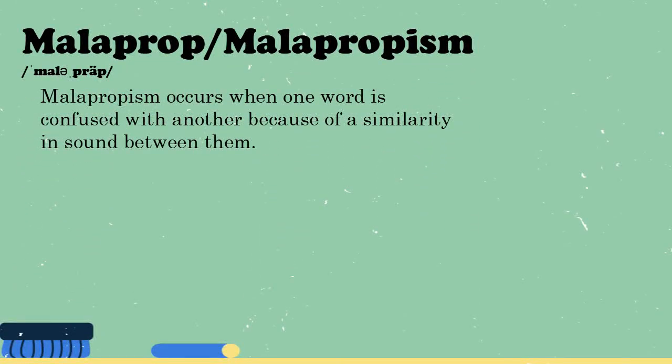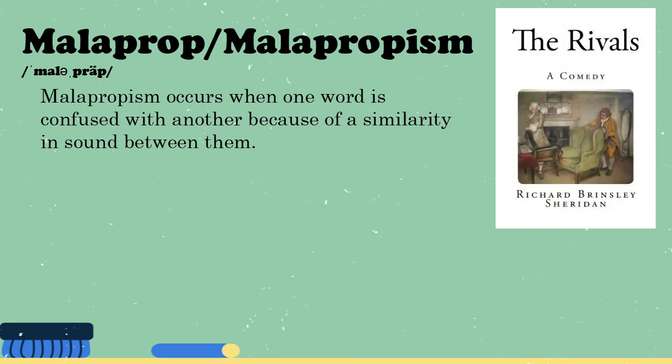Malaprop or malapropism. Malapropism occurs when one word is confused with another because of a similarity in sound between them. The term is derived from the character Mistress Malaprop in Richard Brinsley Sheridan's The Rivals of 1775, who, for example, uses the word illiterate when she really means obliterate and mistakes progeny for prodigy.